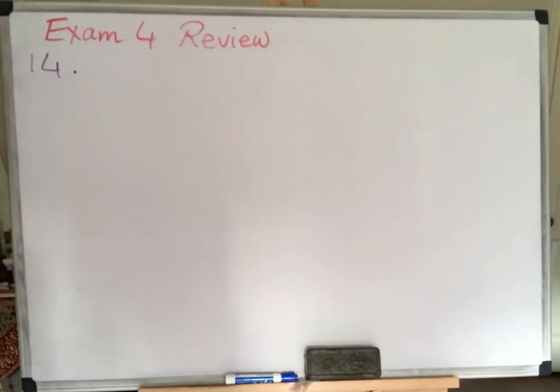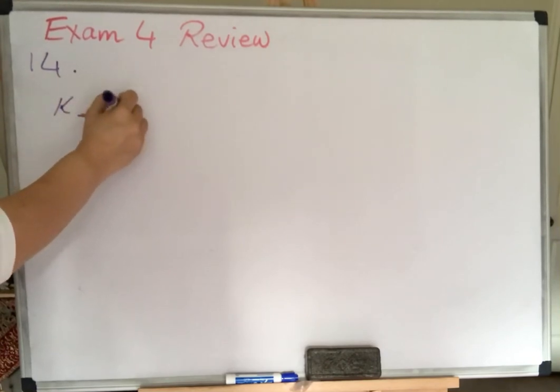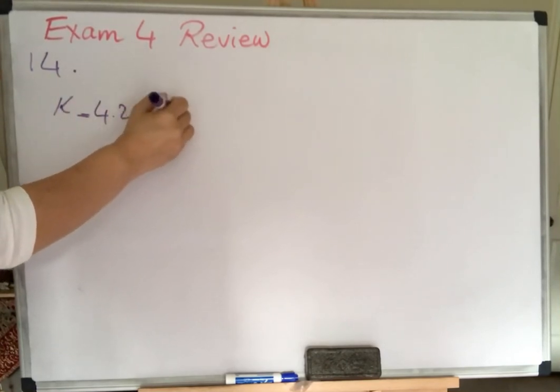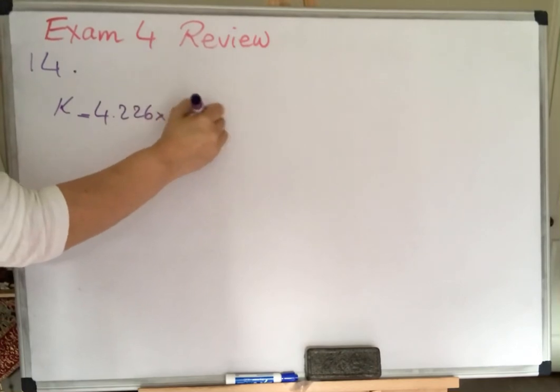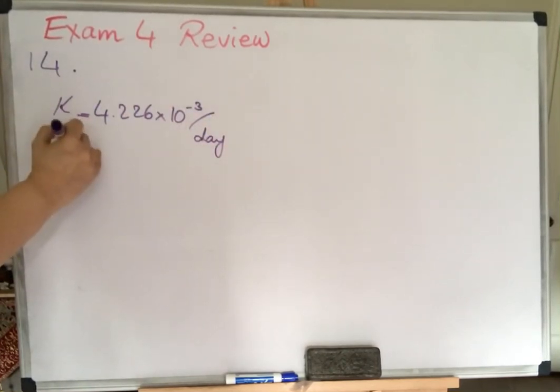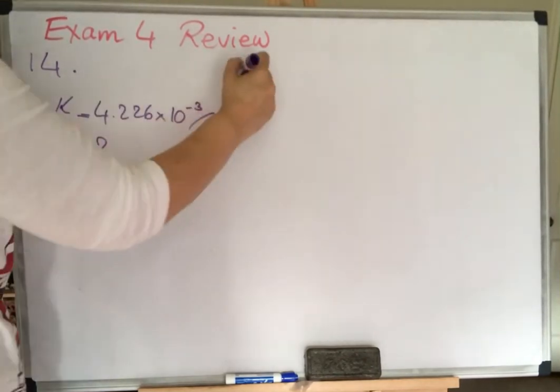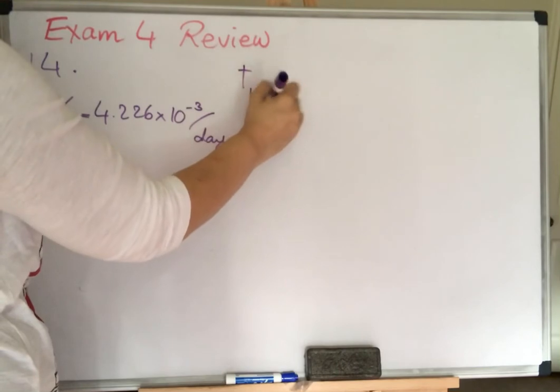Question number 14 is telling you the rate constant for the decay of a radioactive isotope is 4.226 times 10 to the -3 per day. What is the half-life of this isotope, which you should use this formula?